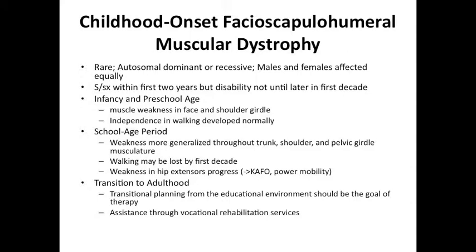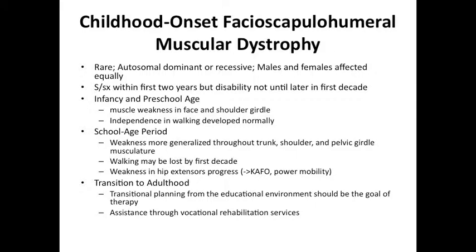Typically, during infancy and preschool age, you'll see muscle weakness in the face and the shoulder girdle. So you'll see scapular abduction, and they won't be able to make facial expressions very well or do things with their mouth, like eat and swallow, basically anything that involves your facial muscles. They typically develop independent walking normally. But as they get older, they typically go more downhill.